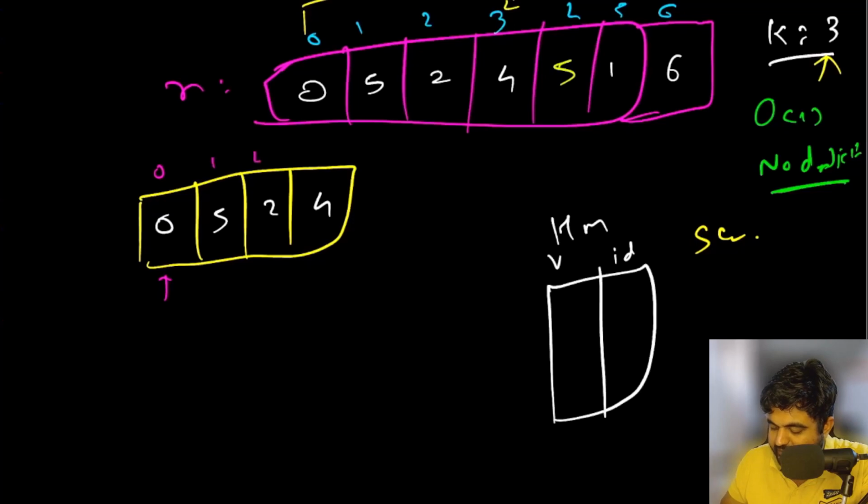And currently the index values are 0, 1, 2, 3. So 0 is not present in the hash map. We will add entry 0 over here and its index value 0 as well. Again, 5 is also not present, so we will add entry 5 over here and its index value 1. 2 is also not present, so 2 and 2. And again, 4 is not present, so 4 and the index value is 3. So we add these 4 entries in our hash map.